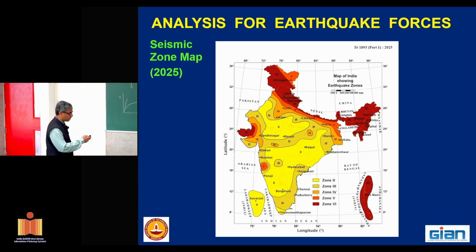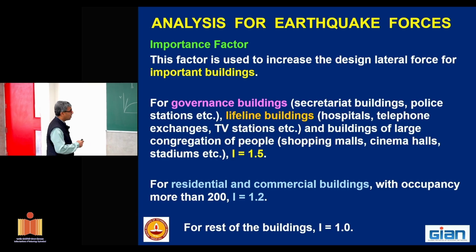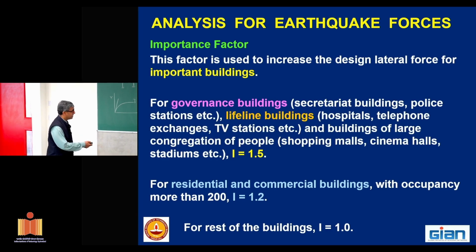Okay, let me go back again, going back to 2016, the importance factor for any lifeline buildings is 1.5. For residential and commercial buildings with occupancy more than 200, it is 1.2. For the rest of the buildings, I equals 1.